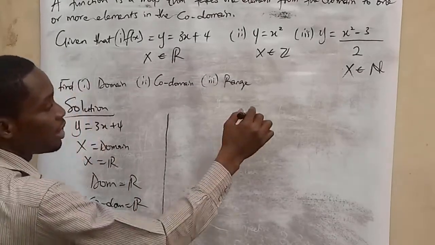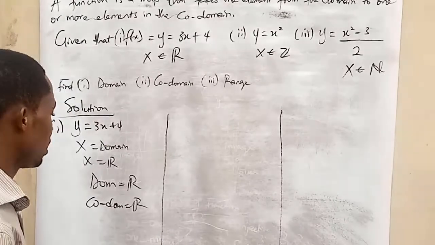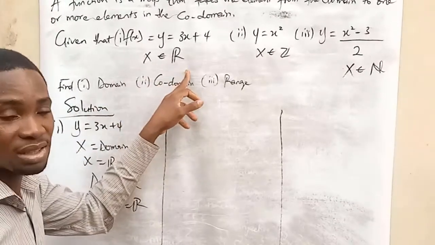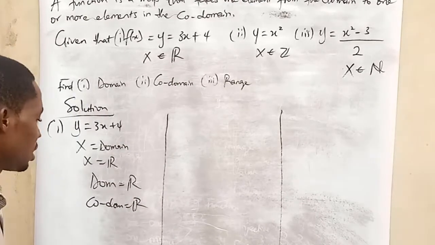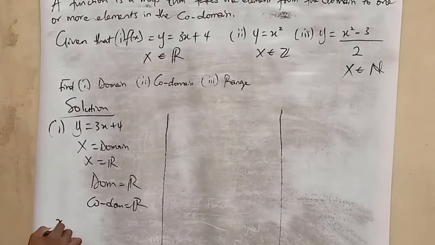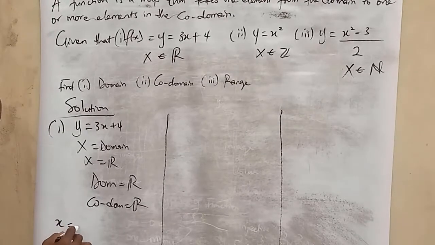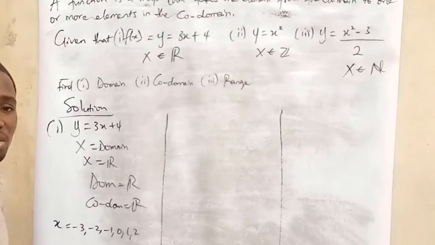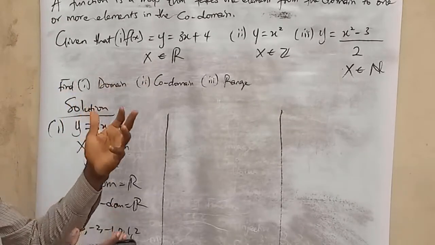That remains for me to find my range. How do I find my range in that case? Since my domain is the set of real numbers, it means the elements of my x will also be the set of real numbers. Now, in this question, we're not given arbitrary values of x, so I'm going to pick arbitrary values of x from minus 3 to 2. Those are what I taught you in graph. Pick arbitrary values of x because x was not giving us any value in this case.